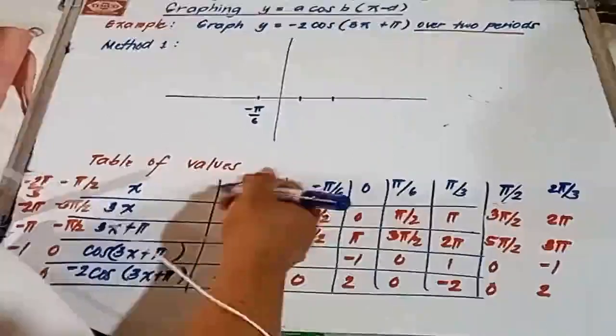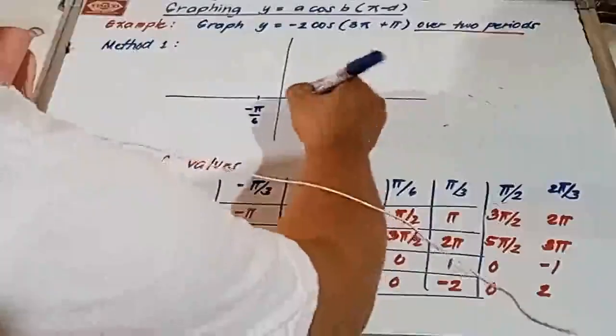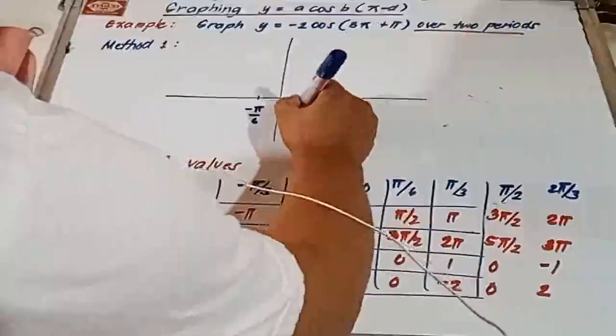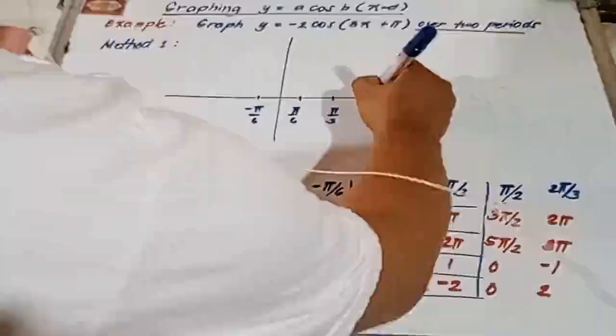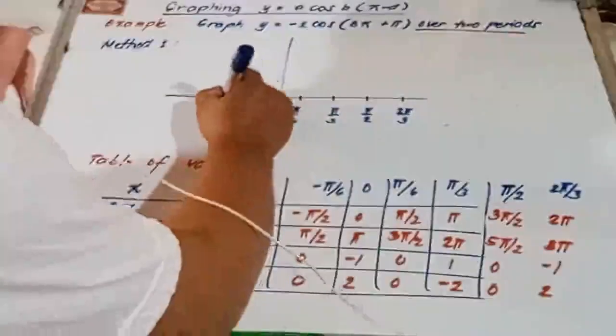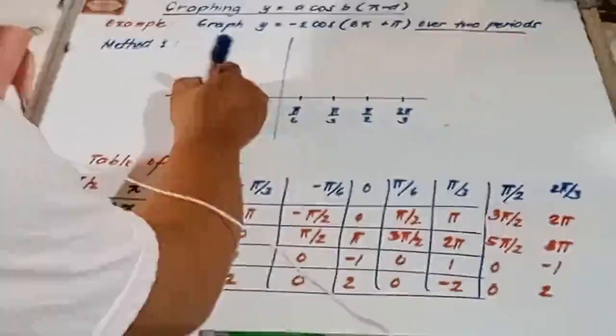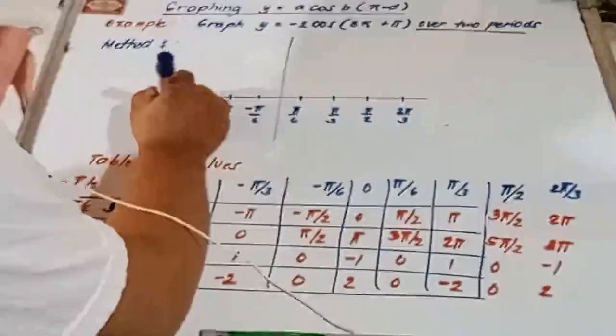Remember, pi over 3 is 60 degrees. So, pi over 6 muna. Kasi 30 degrees yan. Pi over 3. Then, pi over 2. Then, 2 pi over 3. Dito, negative pi over 6. Negative pi over 3. Negative pi over 2. Negative 2 pi over 3. Okay.